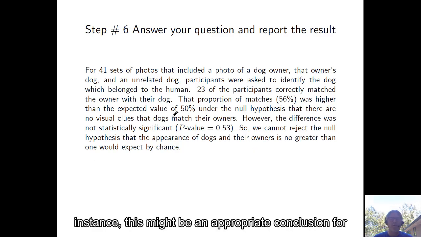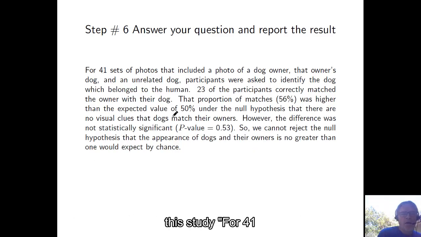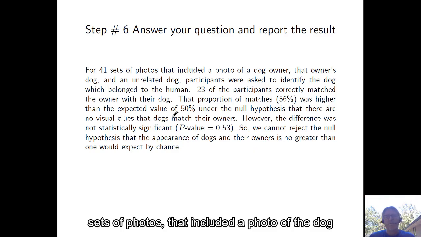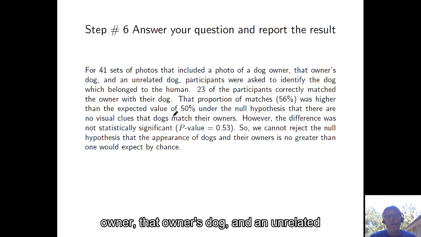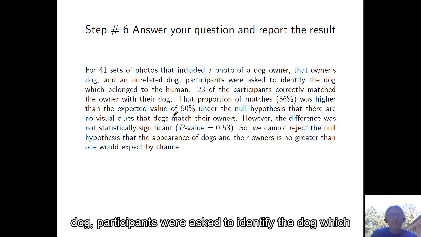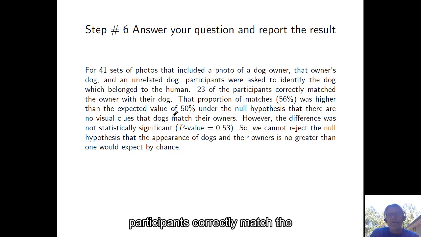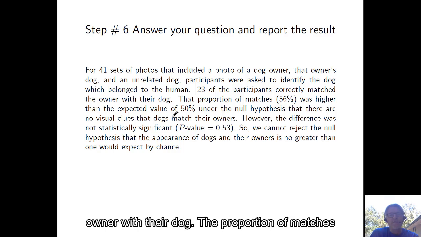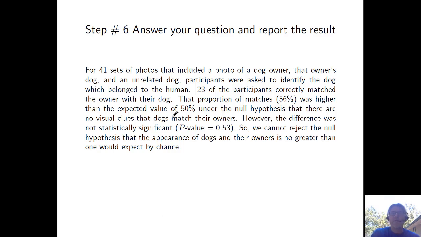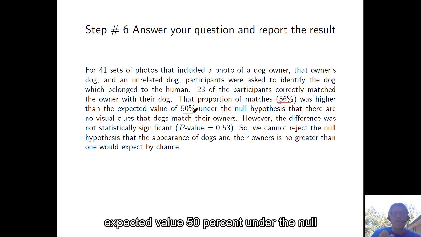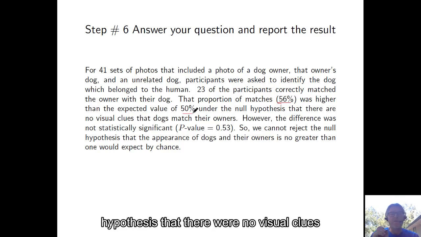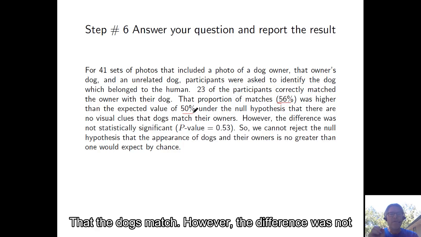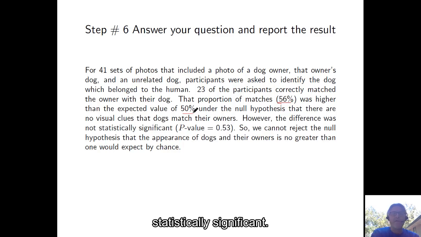So for instance, this might be an appropriate conclusion for this study. For 41 sets of photos that included a photo of the dog owner, that owner's dog, and an unrelated dog, participants were asked to identify the dog which belonged to the human. 23 of the participants correctly matched the owner with their dog. The proportion of matches, 56%, was higher than the expected value, 50% under the null hypothesis, that there were no visual clues that the dogs match. However, the difference was not statistically significant.